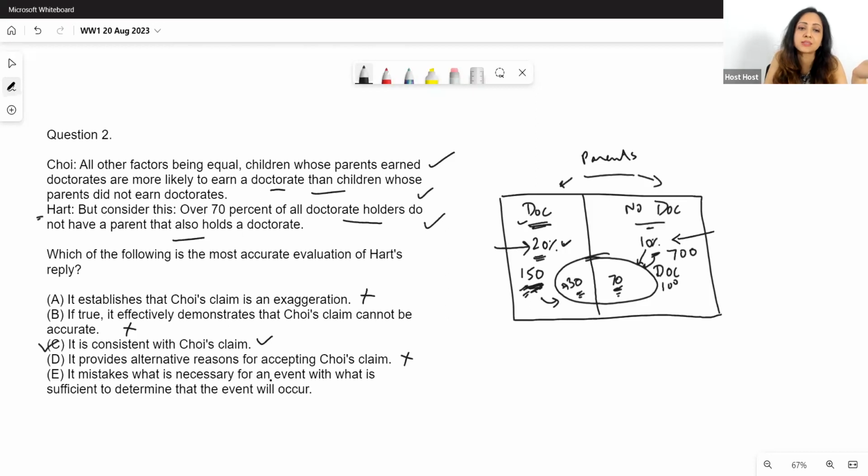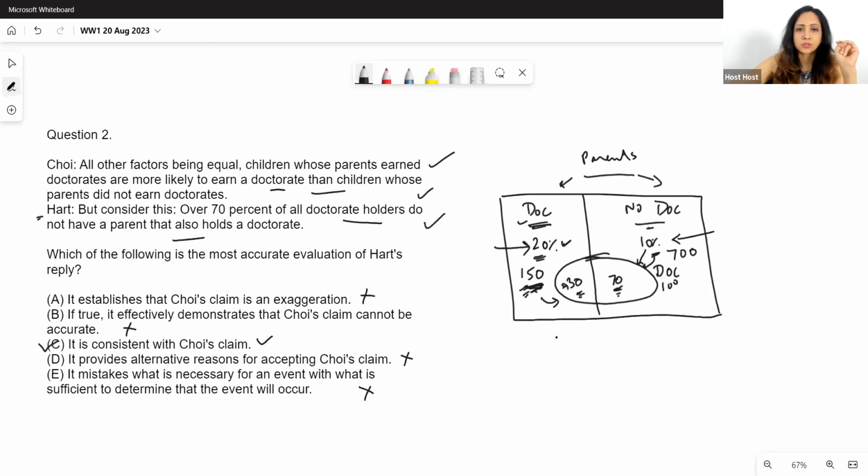So certainly he's not giving any alternative reasons. It mistakes what is necessary for an event with what is sufficient to determine. Now, we don't have any sufficient or necessary conditions over here. So of course, this is also not correct. Now, necessary and sufficient conditions are extremely important in GMAT. They are extremely important to understand in critical reasoning. And in fact, the sufficiency condition is extremely important to understand in data sufficiency as well. So in case you haven't gone through it, before we have some other CR webinar, please make sure that you go through the conditionals video. Today it doesn't matter, but for next time, just make sure that you go through it. All right.